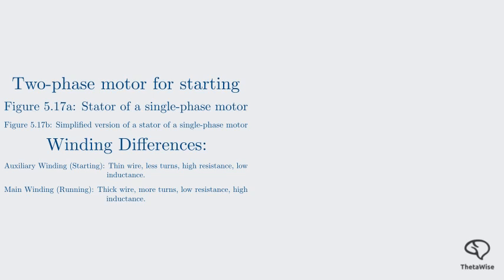By adding this auxiliary winding and designing it specifically to have different electrical properties, we can create 2 currents that are out of phase. This phase difference produces the rotating magnetic field, making the motor self-starting.